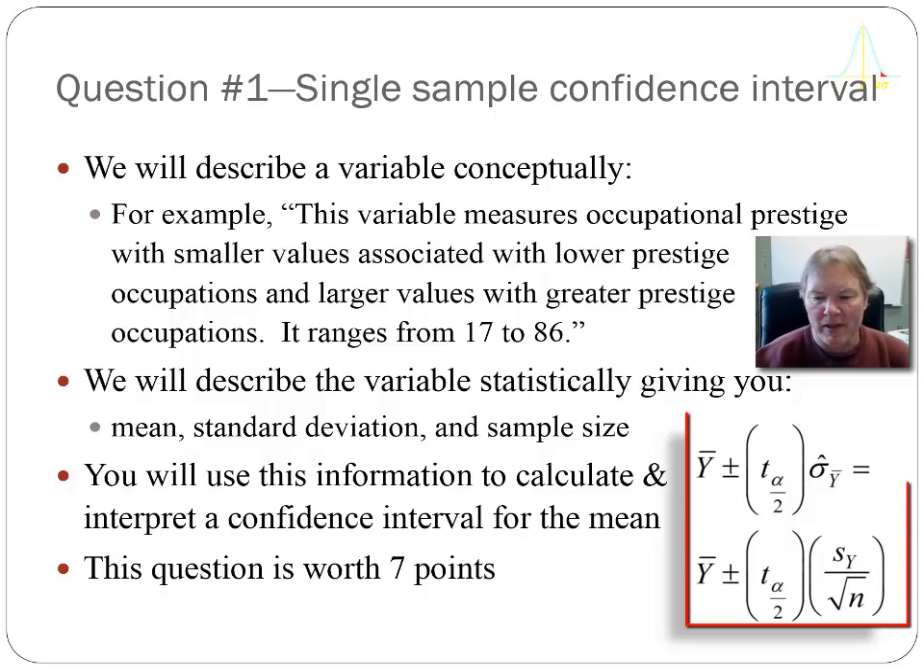You can see the formula down in the lower right. The trick here is to know how to calculate the standard error, that's sigma hat sub y bar. And I've shown the formula for a sample, which is S sub y divided by the square root of n. If you know those things, the calculation is relatively easy. Just follow this formula. The interpretation is more difficult.